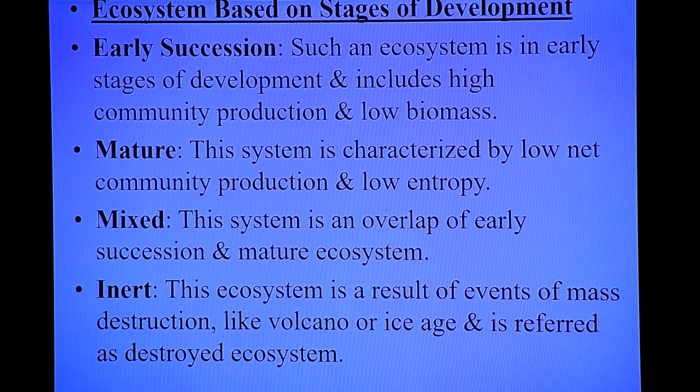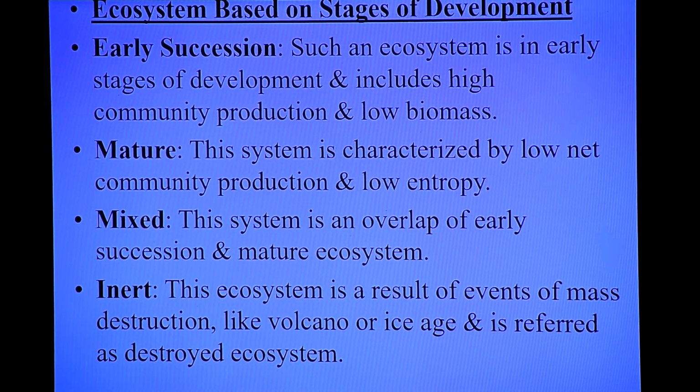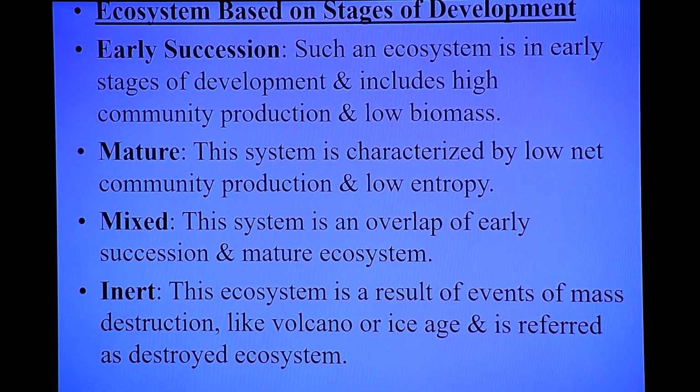So what is the first stage of development of an ecosystem? I said early succession, where the community production is high and the biomass is less. Biomass means the population of that species is very small, so biomass will be less, but entropy will be high. Second is mature. In this mature stage of development, biomass has also increased, community production has increased, and entropy has reduced, because the energy level sustaining in the ecosystem is good enough to survive easily.